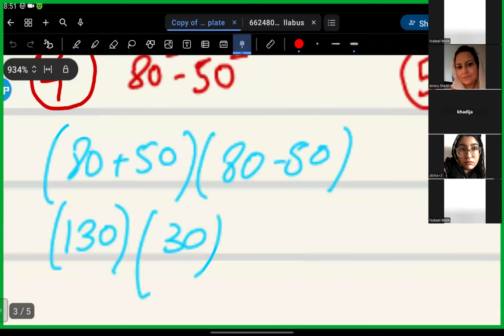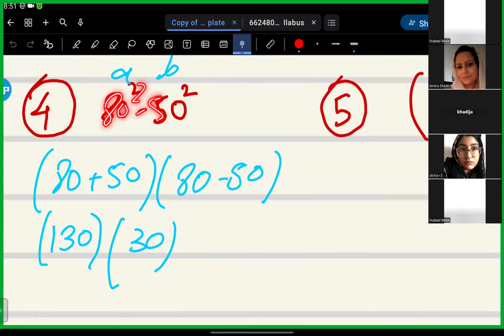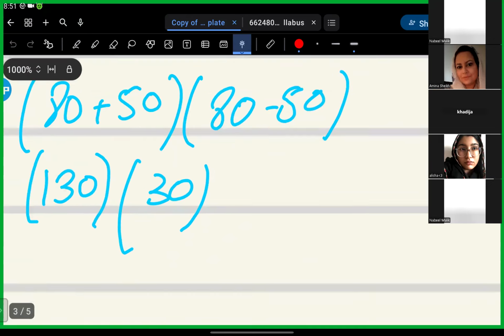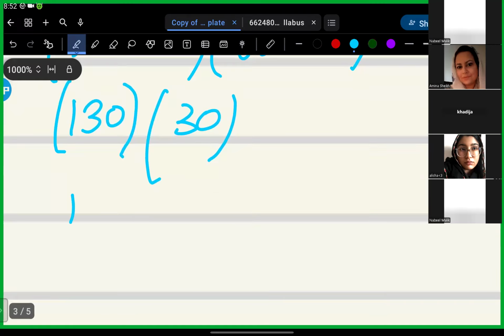Yes, how did I solve this? 80 square minus 50 square. I had a question over here, so I just applied the identity: 80 plus 50, 80 minus 50. So I got 130 and I got 30. Now, by applying multiplication, you can just find out the answer. We have only 5 minutes left, so I'm just going to do this as fast as I can. 130 multiplied by 30.